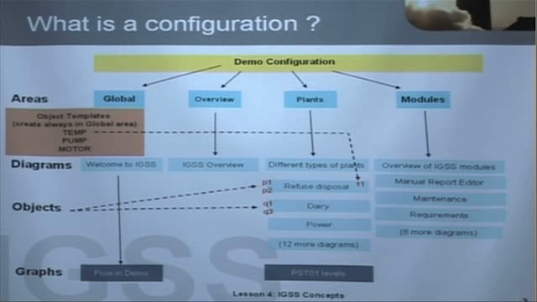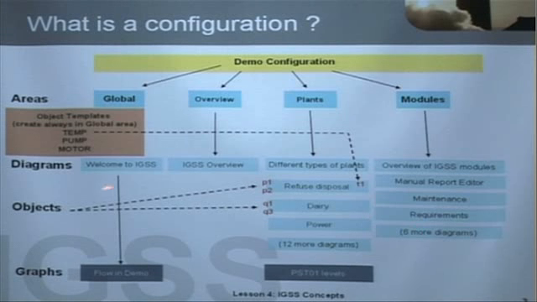First we see an IGSS configuration. As you can see, an IGSS configuration is divided into a number of areas. In this case we have 4 different areas. In each area we have a number of diagrams. We see them here in the blue boxes down here: Welcome to IGSS, IGSS overview, etc. Those are all diagrams, mimic diagrams.